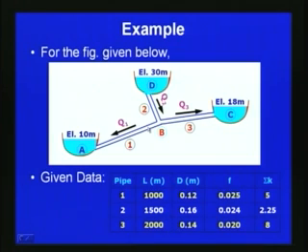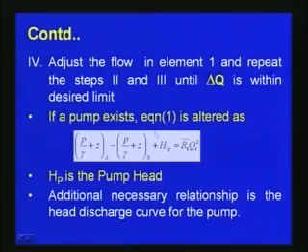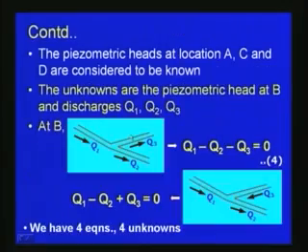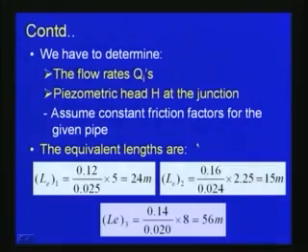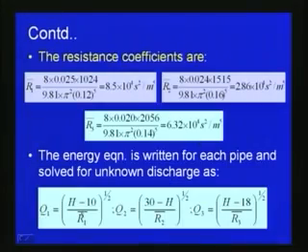Here in this problem we assume that the flow direction is Q1 towards A, Q2 towards B and Q3 from B to C. We assume this direction and then, based upon this, we can write the final equations with respect to the discharge. So, Q1 is the square root of H minus 10 by R1 bar, Q2 is equal to the square root of 30 minus H by R2 bar, and Q3 is equal to the square root of H minus 18 by R3 bar.